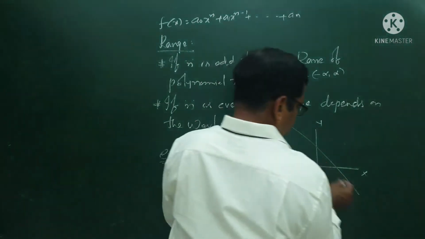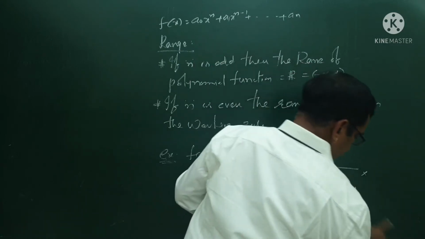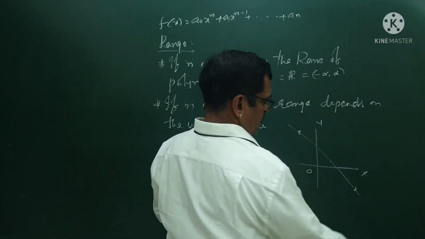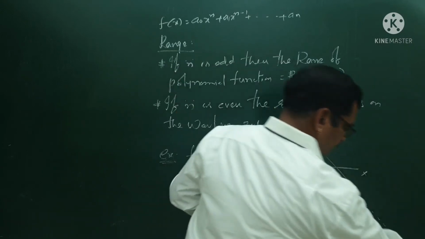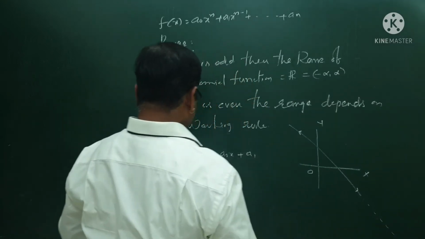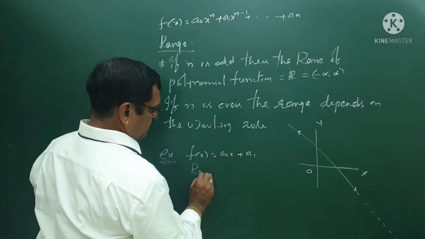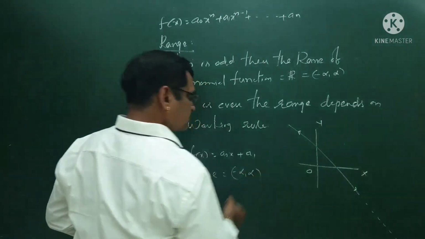Now, if you observe, I can extend these both ends infinitely. Therefore, my range starts from minus infinity and ends with plus infinity. Therefore, the range is equal to minus infinity to plus infinity.